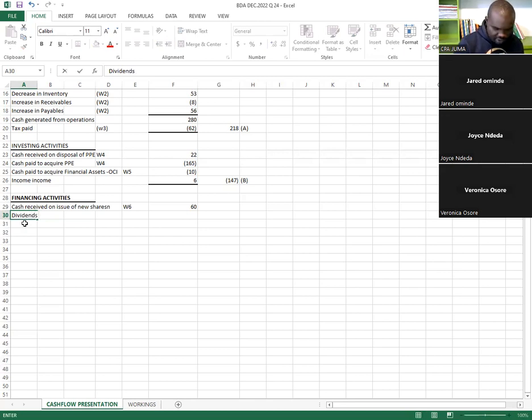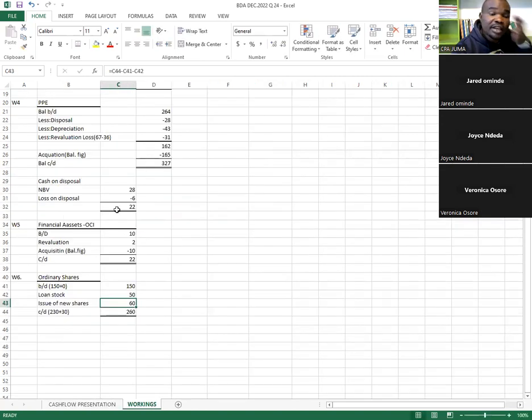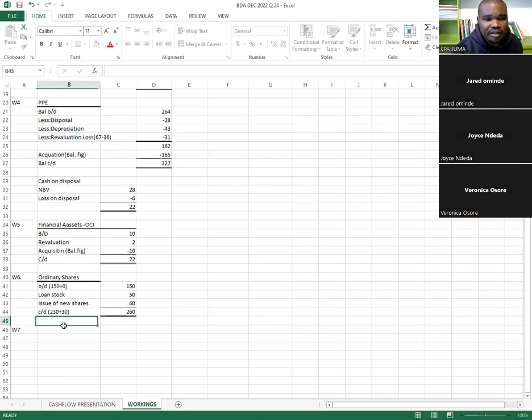Dividends paid. Please check working 7. Dividends is the decrease in profits. So in your working 7, you say retained earnings.